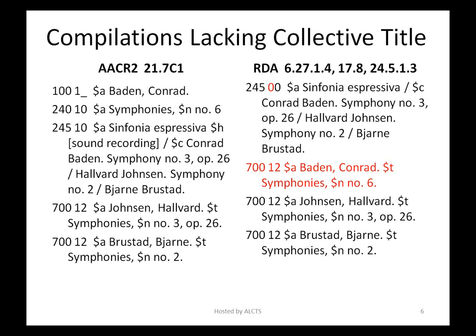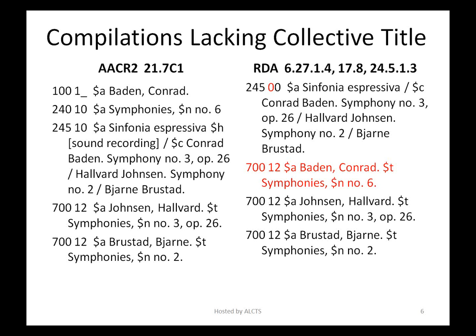This is a bit misleading because it's a collection, and so we would be using the name of this Baden symphony to represent this collection, which is actually not accurate. In RDA, we treat these differently. If a compilation lacks a collective title, we're told to construct separate access points for each of the works in the compilation. And we're given an alternative as well, which I'll talk about in the next slide.